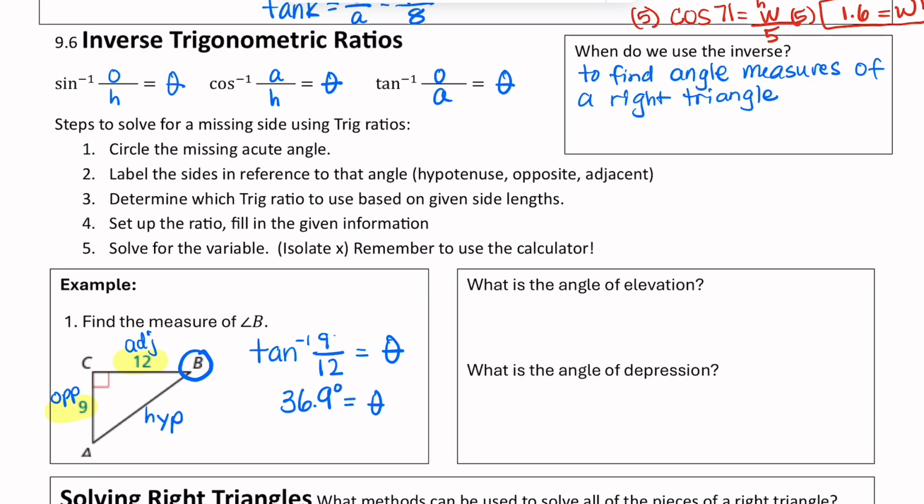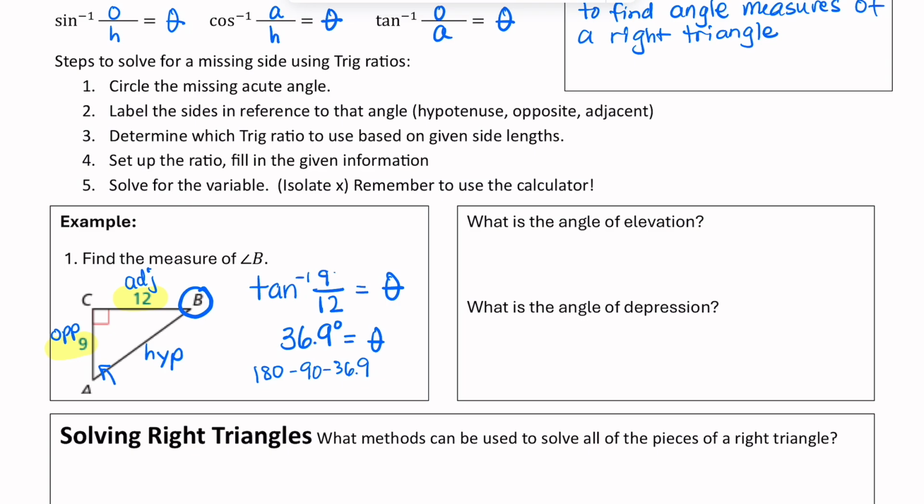36.9 degrees. And that's how you find the missing angle measurements. From here, if you want to find the other one, you can just do 180 minus 90 minus 36.9, or you can use trig again. Either way will work. So that was the 4th thing that we learned. The 5th thing that we talked about was angles of elevation and depression, and then solving right triangles.